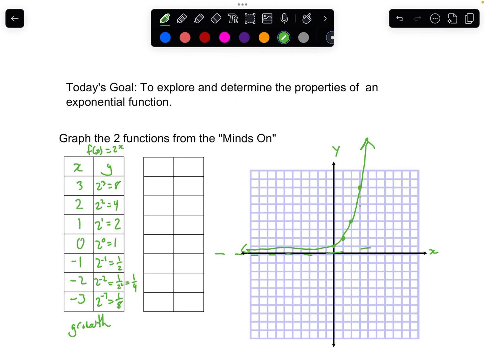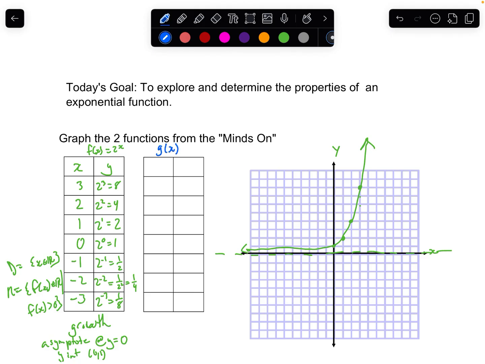One thing we have here that we haven't seen in a while is the asymptote at y is equal to 0. It has a y-intercept of 0, 1, and our domain is everything again. But our range is everything as long as it's greater than 0. Okay?